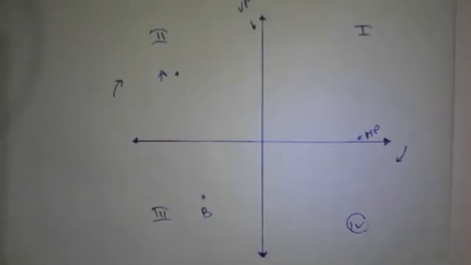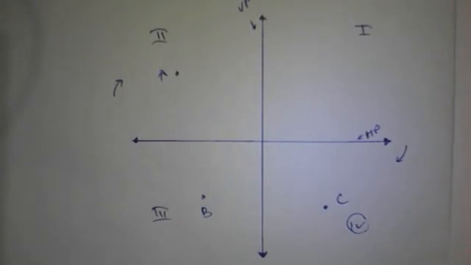Now point C, front view and top view both are below the XY line. As the front view is below the XY line, it can be in the third or fourth quadrant. But the top view is also below, hence we rotate this HP plane in this direction. That's why point C comes in the fourth quadrant.